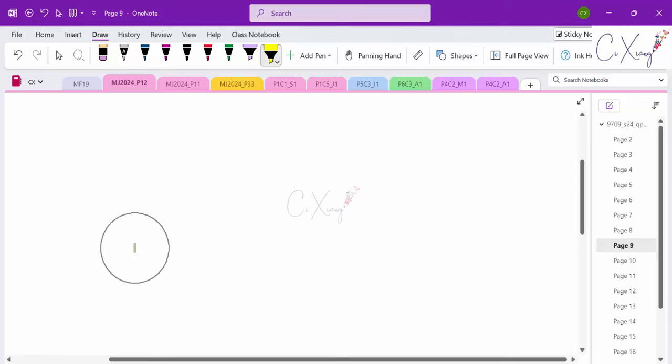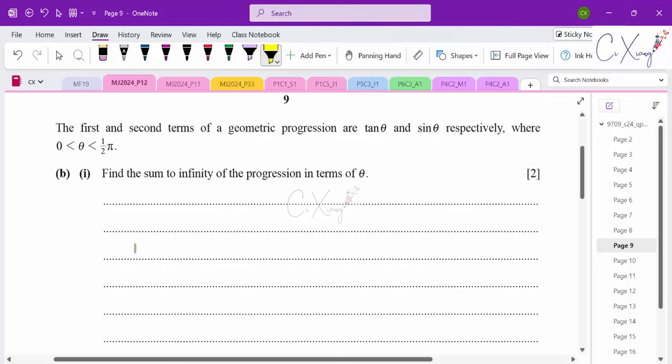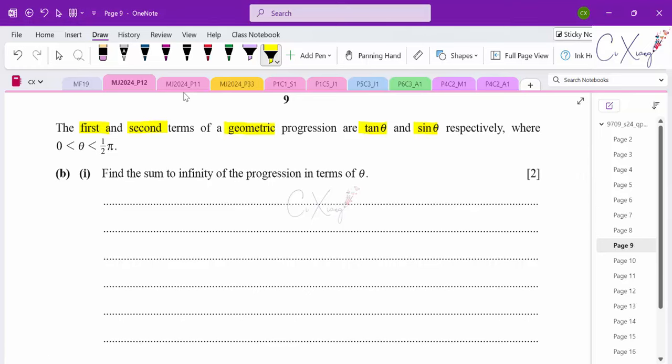For number 5, part B, now they are telling us that we have a geometric progression, and the first term and second term are given as tangent theta and sine theta. Then again, find the sum to infinity of the progression in terms of theta. For this question, they didn't tell us the value of theta, but we just need to find the sum to infinity in terms of theta.